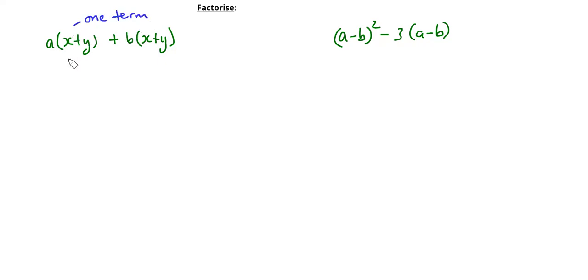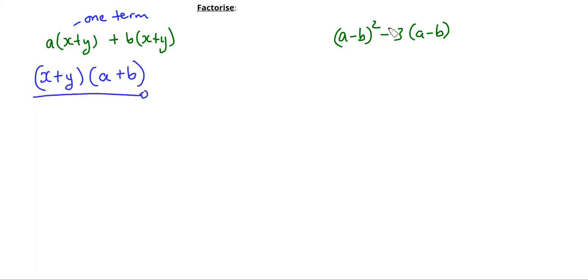So in this case here, we can see that x plus y is common. So we can take x plus y out, because it's common. Then what are we going to be left with? On the first one we are left with a, then on the second one it's going to be plus b. So this is going to be our final answer like that.